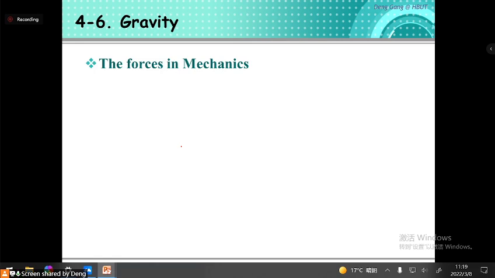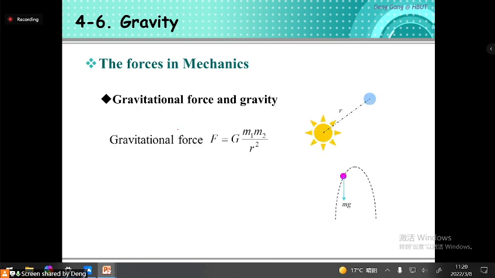We start with this one, gravity. The gravitational force and gravity. So we know the equation for gravitational force. The force is equal to G m1 m2 over r squared. This is the gravitational force. And by gravity, we mean almost the gravitational force near the surface of the Earth, but slightly different.